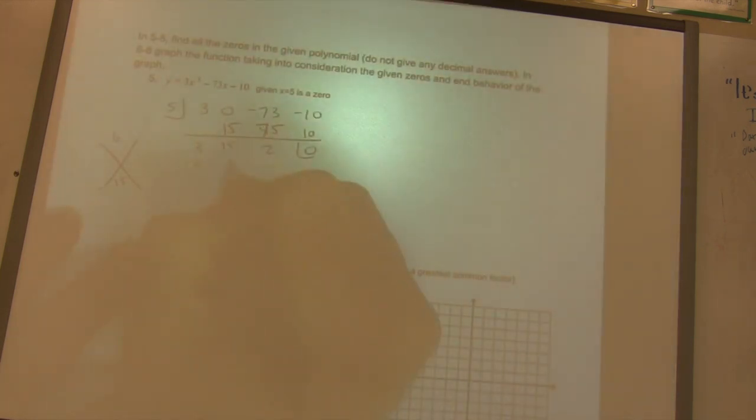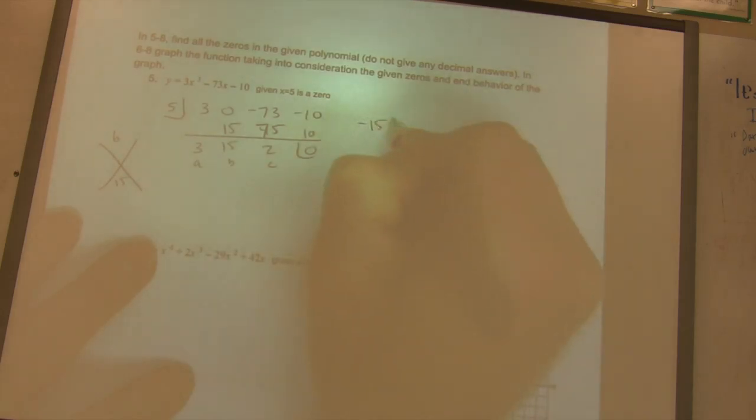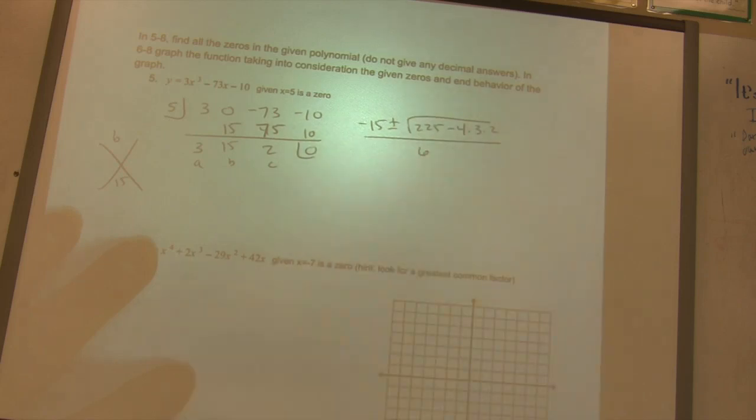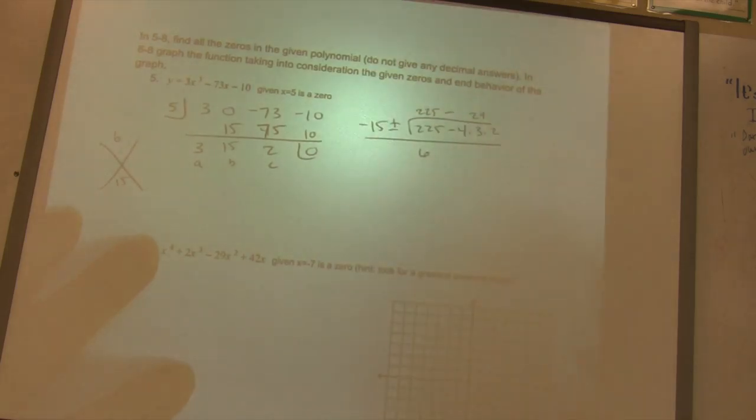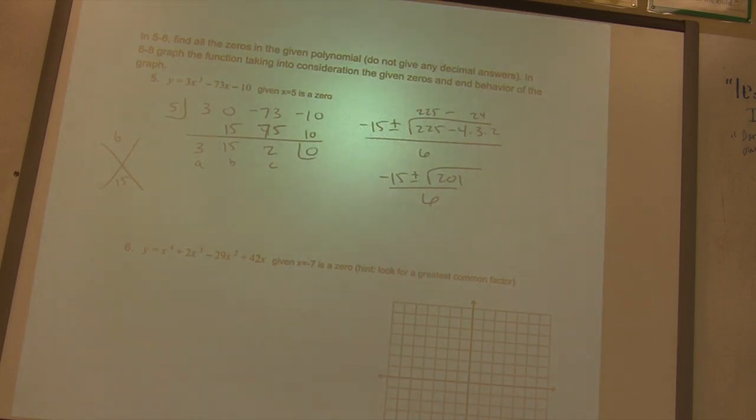So this is our a, b, and c. So negative 15 plus or minus the square root of 225 minus 4 times 3 times 2, all over 2 times 3, which would be 6. So 225 minus 24 would give us negative 15 plus or minus the square root of 201 over 6. And I can't simplify 201, so I'm just going to leave it that way. And I don't need to change it to decimal, just leave it like that.